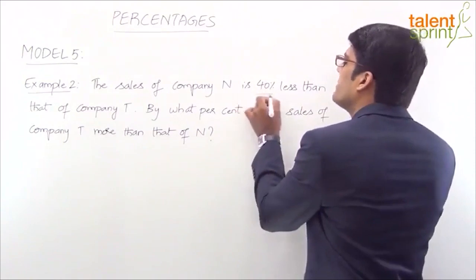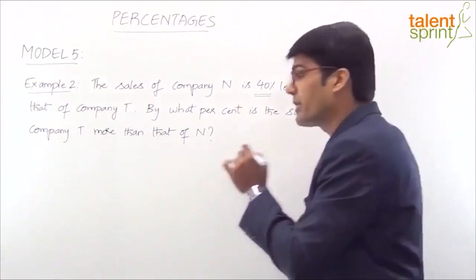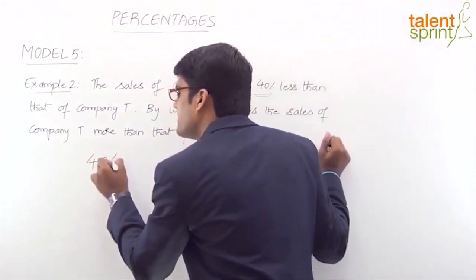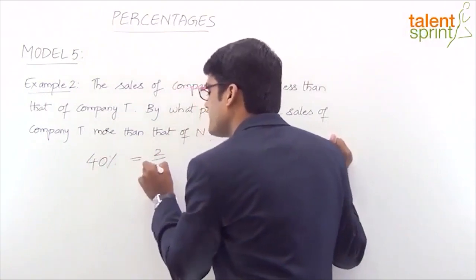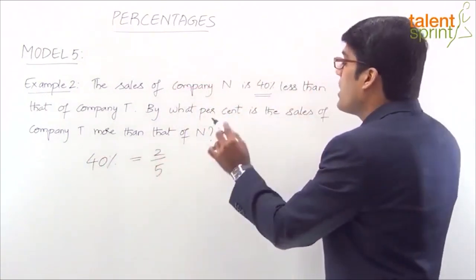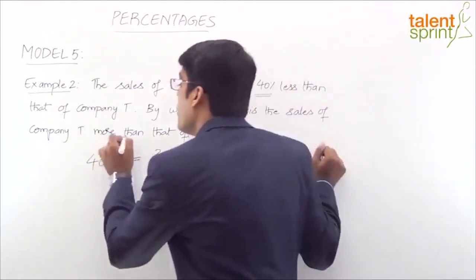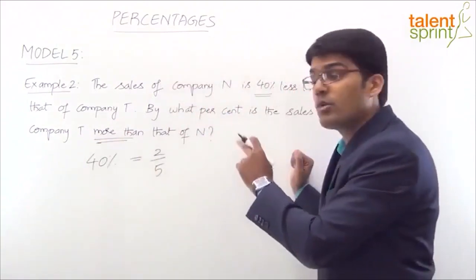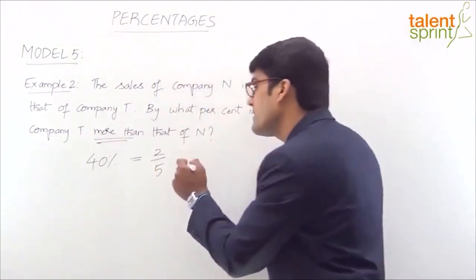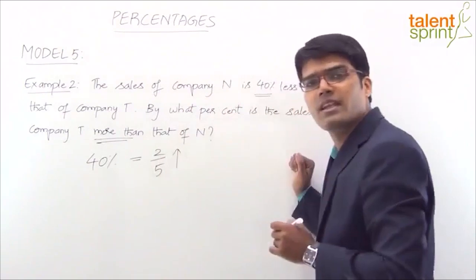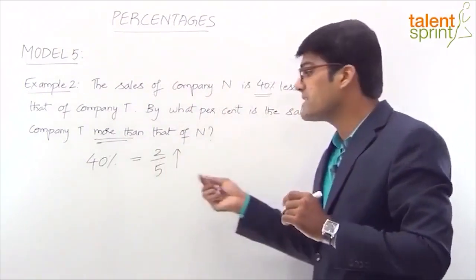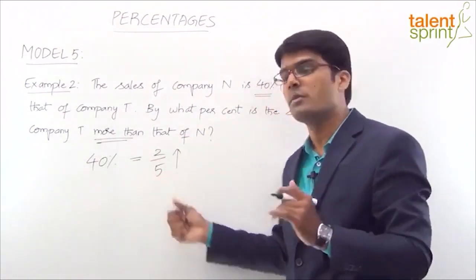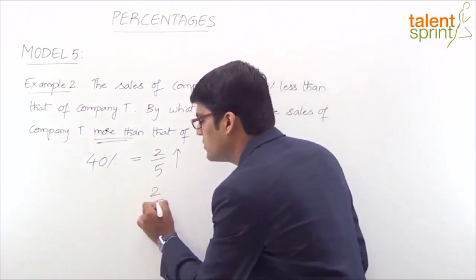The first step is to look at the given percentage, which is 40%. 40% in terms of fraction is equal to 2 by 5. Now, by what percent is the sales of T more than that of N? We are looking for something more, which means we have to increase this fraction. How do you increase the fraction? You always have to work only on the denominator, never touch the numerator. So the numerator remains as it is, 2 remains 2.